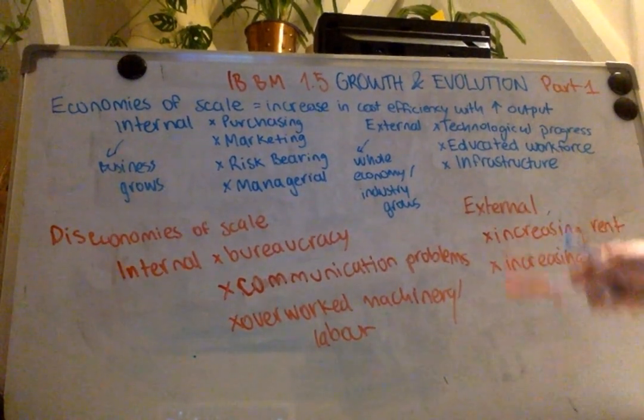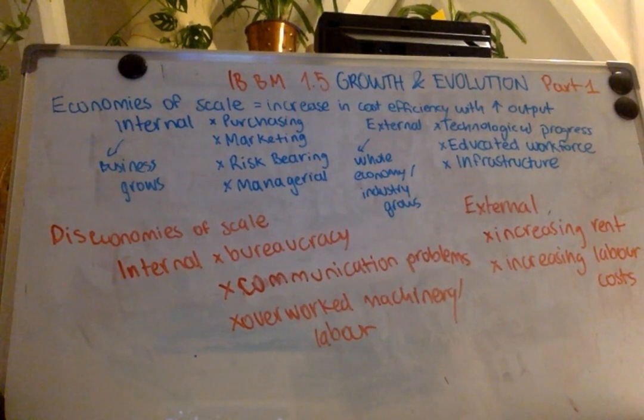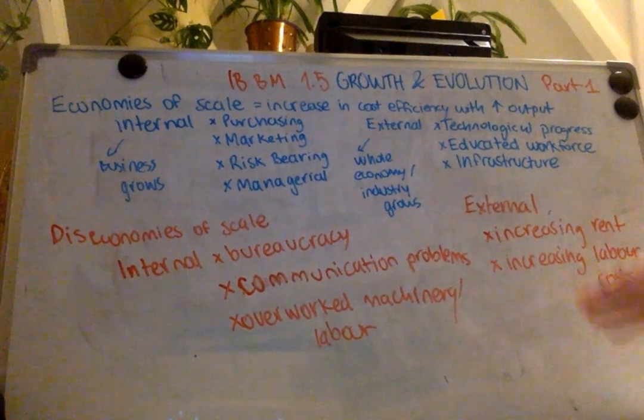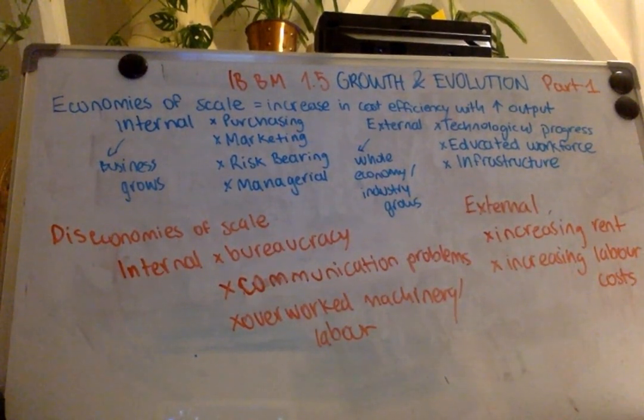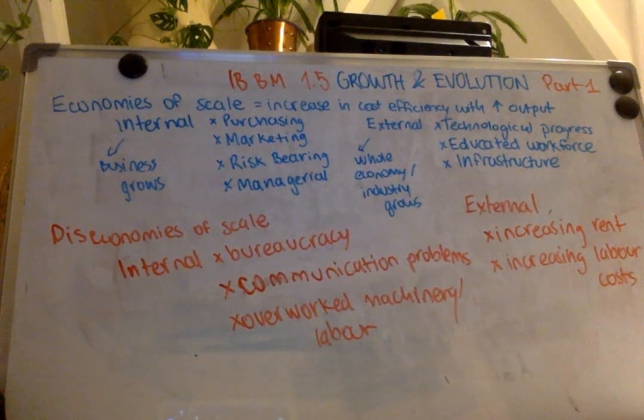And then in terms of external, if the whole economy and industry grows, there can be inflation and competition for land. So there can be increasing rents, and if the labor and people become more educated, there will be increasing labor costs. Also, when the industry grows as a whole, there will be more demand for the workers educated in the area that you need. Because of that, there will be more competition for them and they will be more expensive.